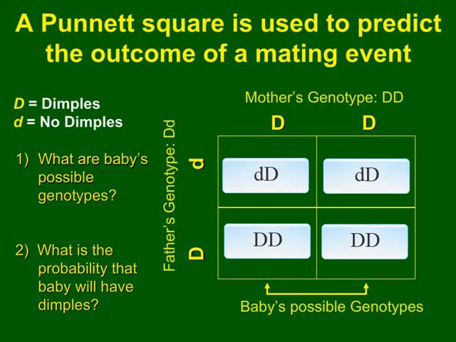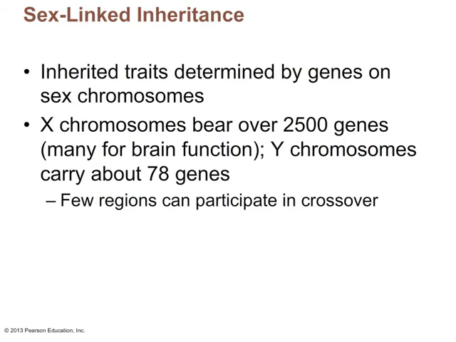100%. So when we talk about sex-linked inheritance, we're talking about traits that are inherited by genes that are on the sex chromosomes. Now, it's important to realize that the X and Y chromosomes are not equal. They both contain information that will help determine our gender, but the X chromosome contains lots of other genes as well. It contains some 2,500 genes, whereas the Y chromosome contains less than 78 genes. And most of those genes on the Y chromosome are really just for determining maleness.